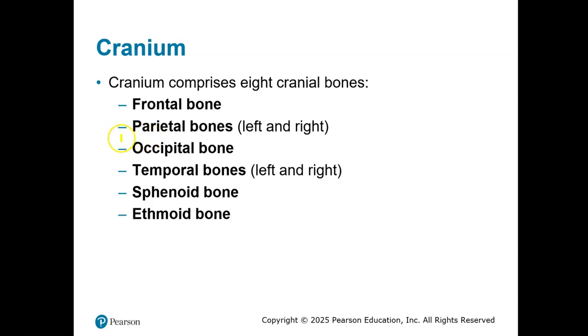It articulates with your first two cervical vertebrae, the atlas and the axis. It actually articulates with the atlas. And when I say articulates with, that's just how, in anatomy, we say that two bones come together at a joint. There are two temporal bones, left and right, kind of above your ears. There's a sphenoid bone and an ethmoid bone.